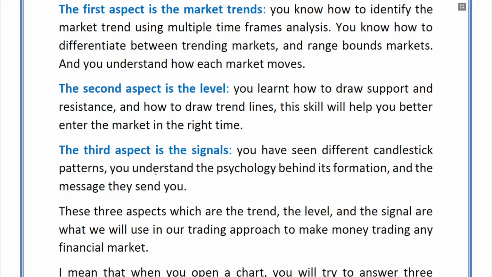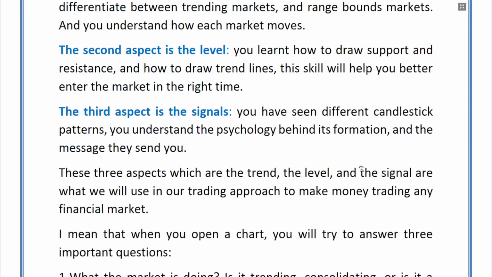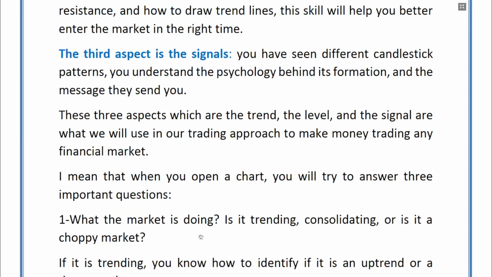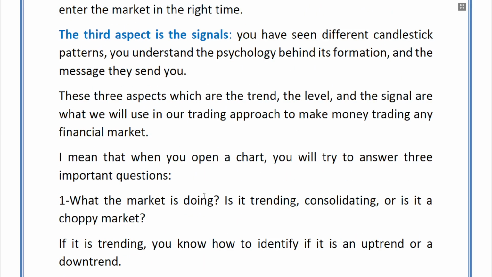Now, these three aspects, guys, which are the trend, the level, and the signal, are what we'll use in our trading approach to make money trading any financial market. Now, when you open a chart, you will try to answer three important questions. Anytime you open a chart, try to understand these three questions. What is the market doing? Is it trending, consolidating, or is it a choppy market? For those who don't remember, a choppy market is a market that you cannot predict, that is all over the place.